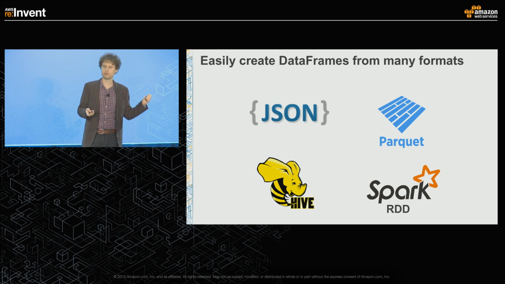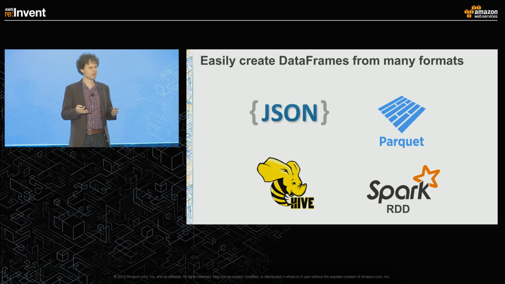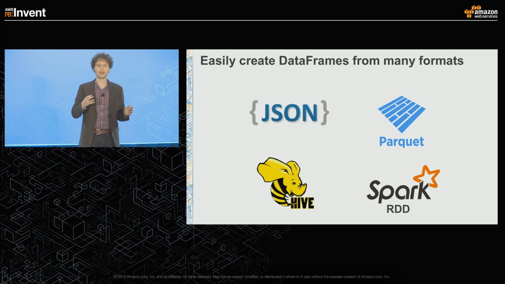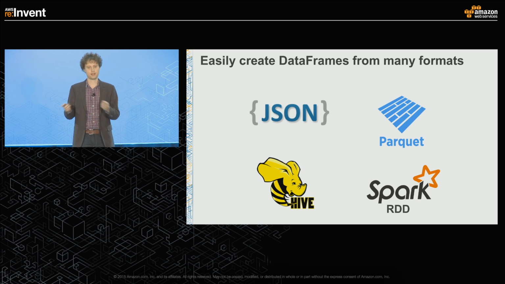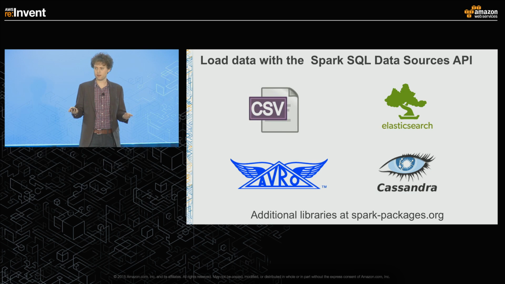Data frames are easy to create. You can create them natively from JSON, Parquet. If you have Hive tables, you can easily translate that into a data frame. Or you can have Spark RDDs already cached in memory, and you can create data frames from those as well. But if you have data in other formats, Spark supports that too. The Spark SQL Data Sources API allows you to connect and load in data from, say, an Elasticsearch cluster or Cassandra. And there are many more libraries that are being developed as well, but it really shows the extensibility of the data frame, being able to bring in data from really whatever source you need to be able to play with it in Spark.